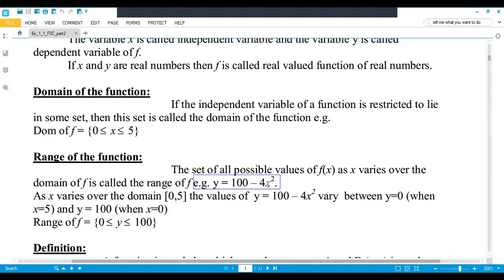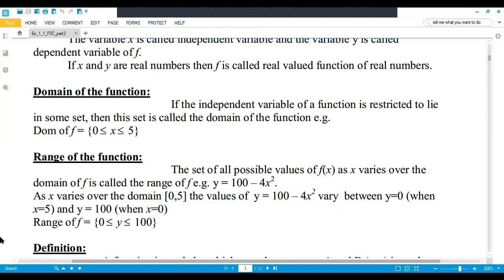If you put x is equal to 0, you get y is equal to 100. For x = 0, y is equal to 100. If you put x is equal to 5, then 5 square is 25, and 25 fours are 100. So 100 minus 100 is 0. Then y will be 0.